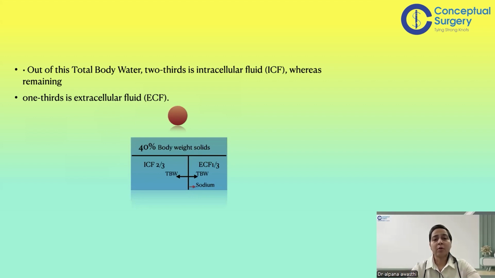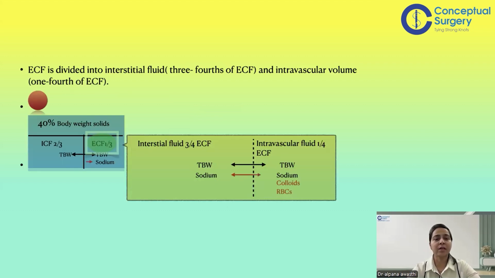Out of this total body water, 2/3 is intracellular fluid, whereas the remaining is extracellular fluid. Every human body is made of cells, so there is an extracellular fluid and there is an intracellular fluid. Sodium and total body water are mostly permeable between intracellular and extracellular compartments. That's why you can see the arrow over there.